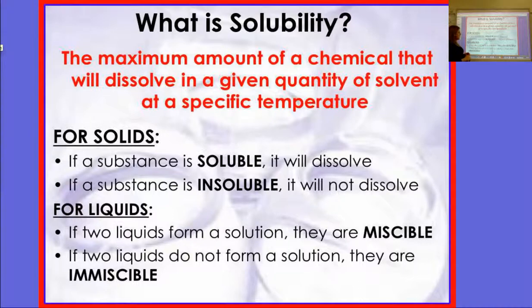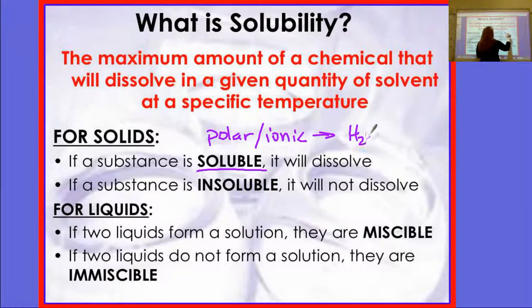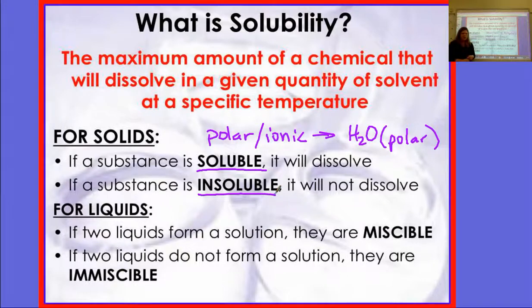So what is solubility? Here's your definition. It's the maximum amount of a chemical that will dissolve in a specific amount of solvent at any given temperature. For solids, if it's soluble, it will dissolve. Remember we said likes dissolve like. Polar and ionic things will be soluble in water because water is also polar. If they do not dissolve, they are said to be insoluble.